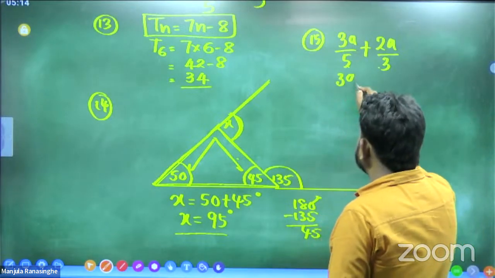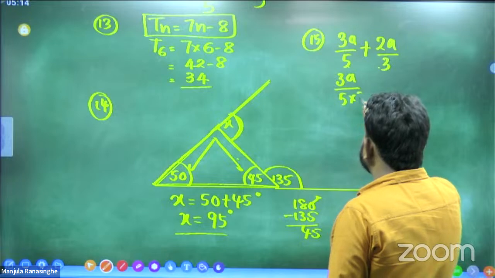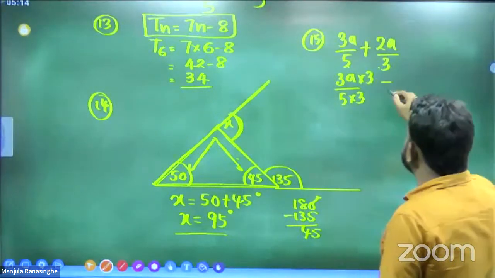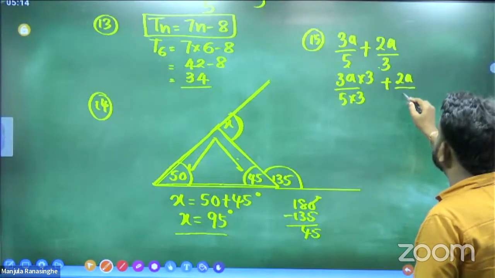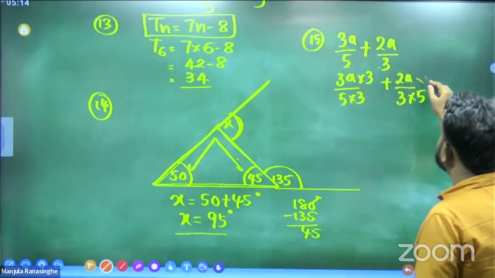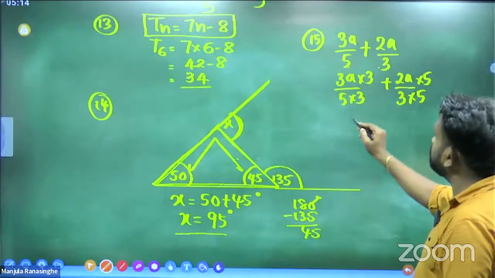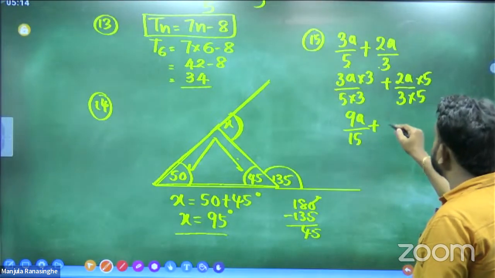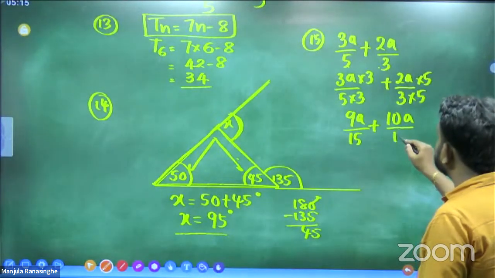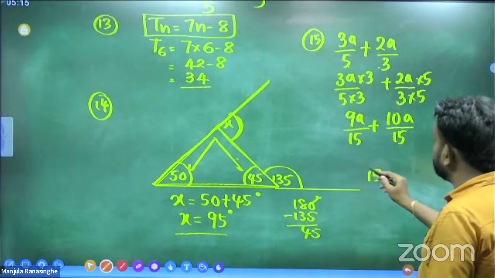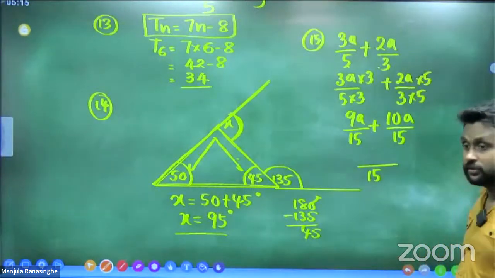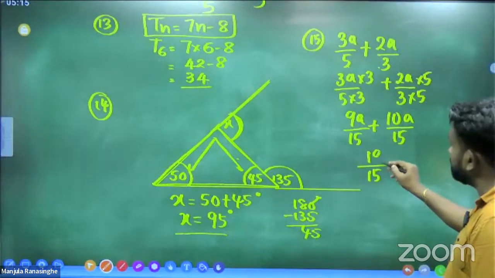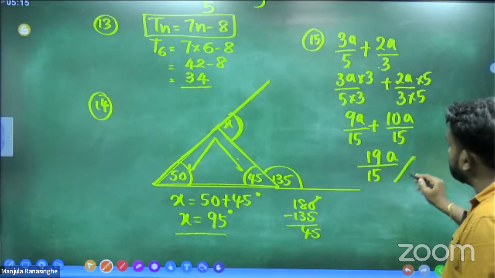Then you make 15 here. How? By multiplying by 3 on both the top and bottom, and here by multiplying by 5 on both the top and bottom. Now you can see 3 into 3, 9a upon 15, plus 10a upon 15. Now 15 is the denominator, and the numerators, 9 plus 10, give 19a upon 15.